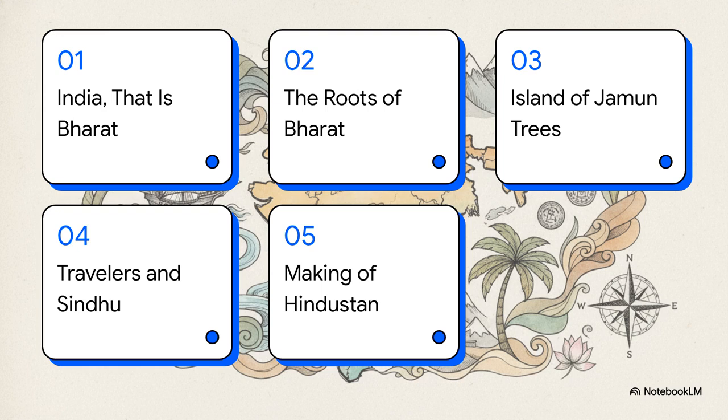Here is our roadmap for today. First, India, that is, Bharat. Second, the roots of Bharat. Third, the island of Jamun trees. Fourth, foreign travelers and Sindhu. And finally, number 5, the making of Hindustan.